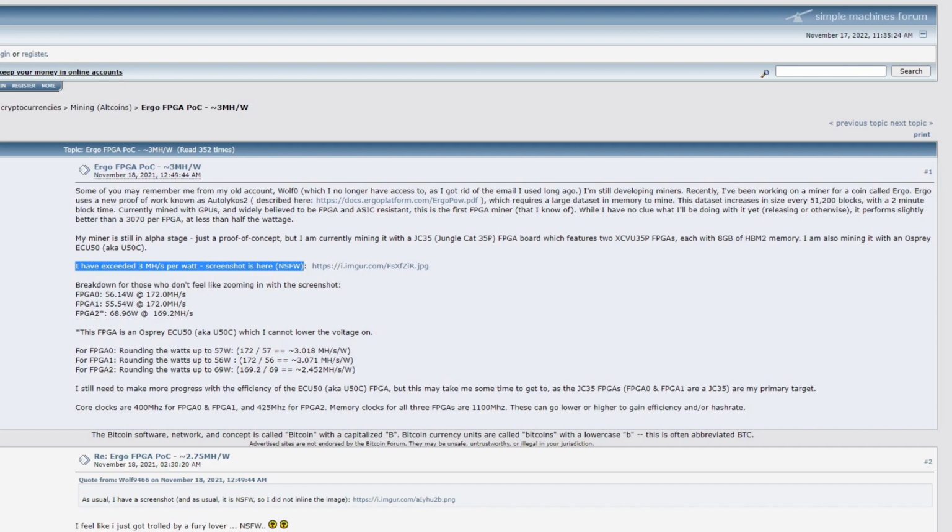Screenshot is here. There's some not safe for work pictures in the background, so I'm not going to put it up, but the breakdown here is for the FPGAs, and we can see FPGA 0, 56.14 watts at 172 mega hash, and then 55.45 watts at 172 mega hash, and then the third one is 68.96 at 169.2 mega hash. Now there's obviously a star above it because this FPGA is an Osprey ECU50, which cannot lower the voltage. So this is his updated version of it.